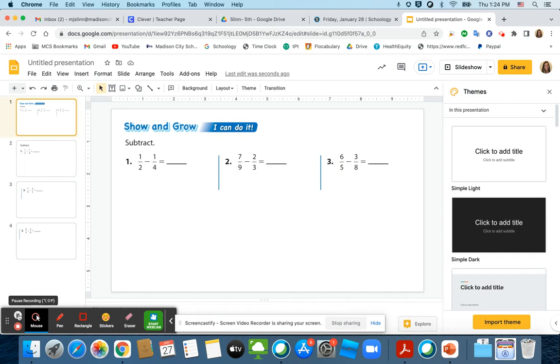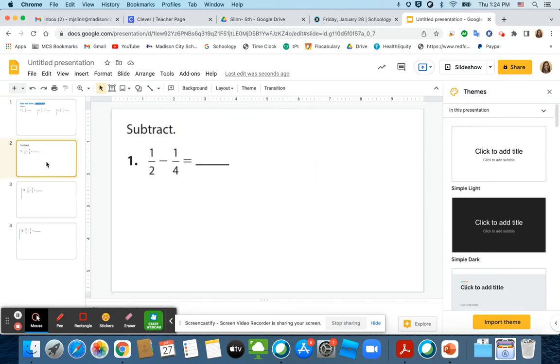Okay, let's try doing this in Google Slides. I think that might be a little easier. We're going to do these next 3 problems together. We're going to subtract 1/2 minus 1/4. So let's start out by showing this on a model.